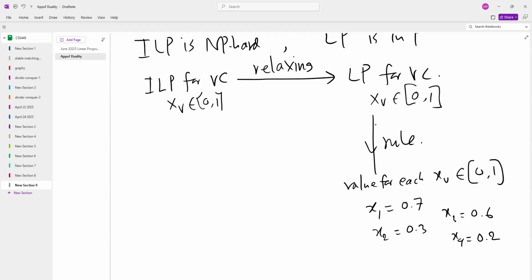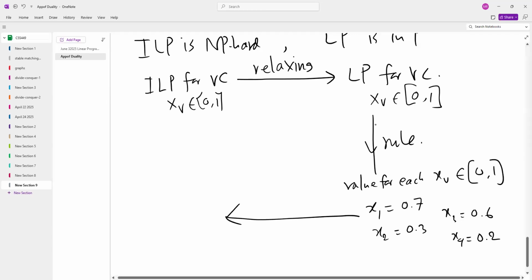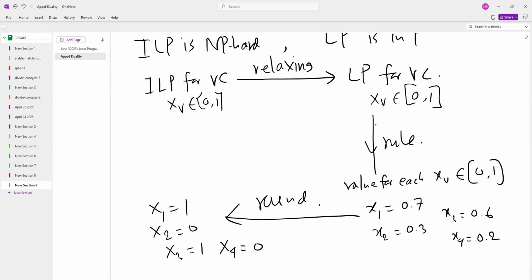Okay. That's it. So we just round them back. What is rounding? 0.7 becomes 1. X2 becomes 0. X3 becomes 1. And x4 becomes 0. Okay? And now that looks closer to a vertex cover, which is a subset of vertices, because we are choosing a number of vertices and excluding a number of them. But we know for sure this is not going to be optimal.